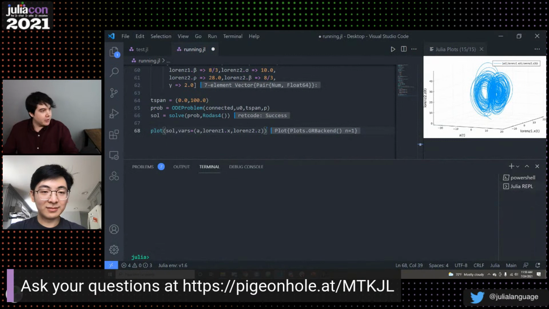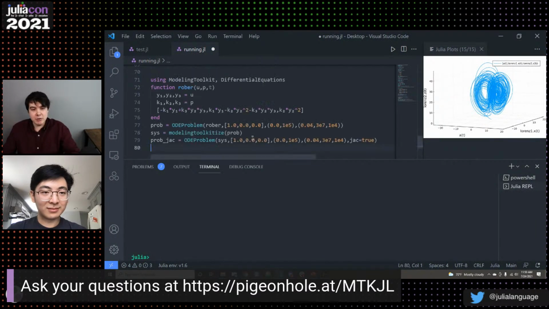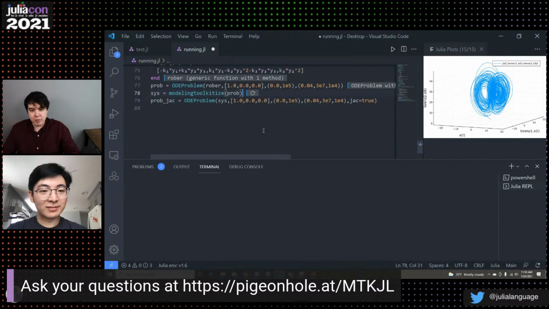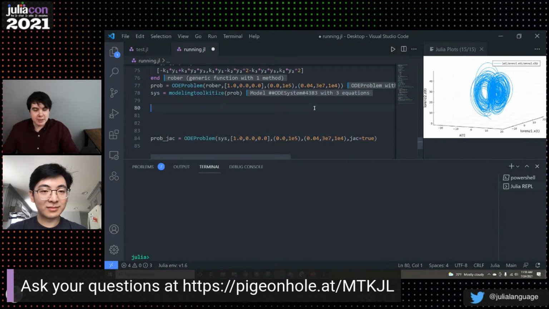So here, let me pull this in. Under the hood, what's going on is very similar to what Yingbo showed, where here we have a function. This is a Julia function, and when we stick symbolic variables into there, it can automatically translate it into the symbolic function. So here I grab the system, and if I ask it what are the equations of the system?